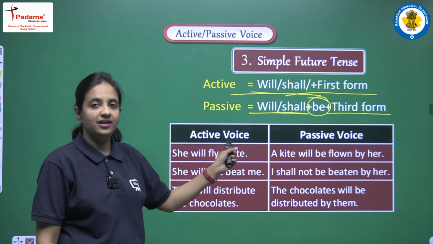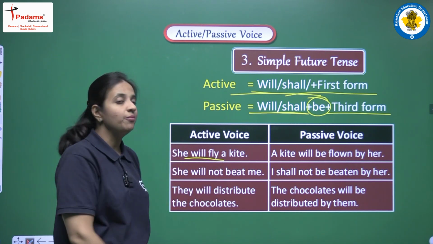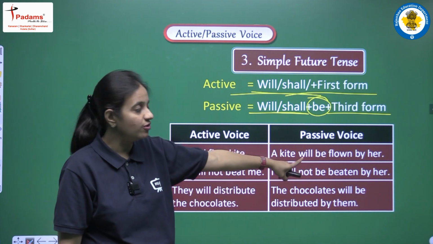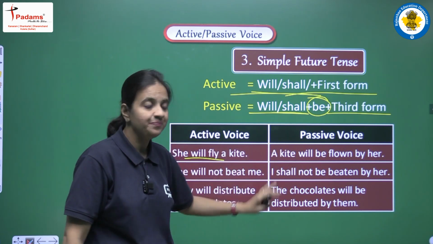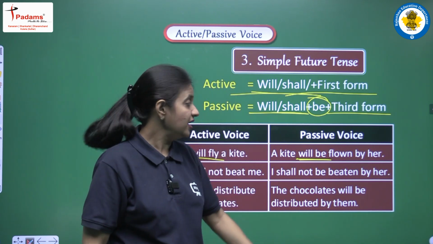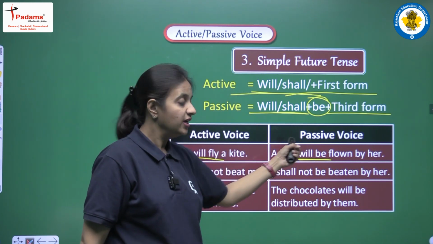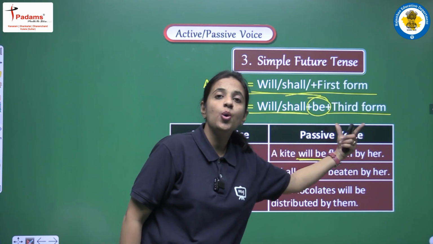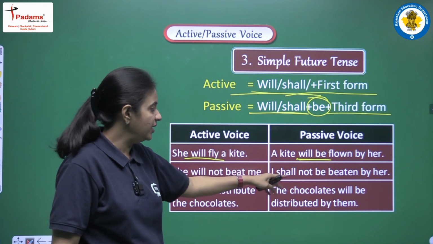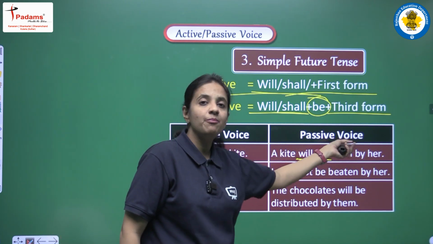She will fly a kite. Will plus first form, it means future simple tense. Object is a kite. So first of all we will write a kite. Then our helping verb will be. Third form of fly is flown. She will be converted to her, and we will add by also. So the passive voice will be: a kite will be flown by her.